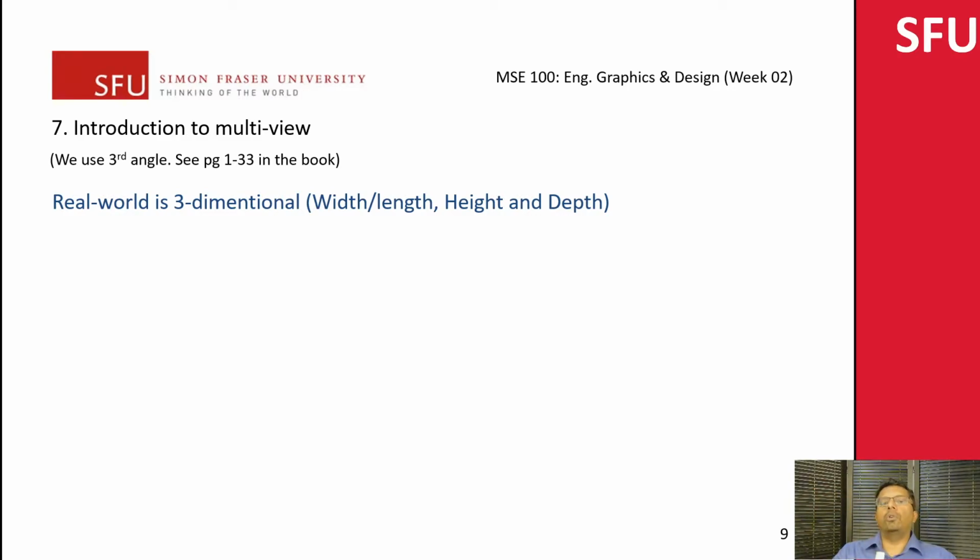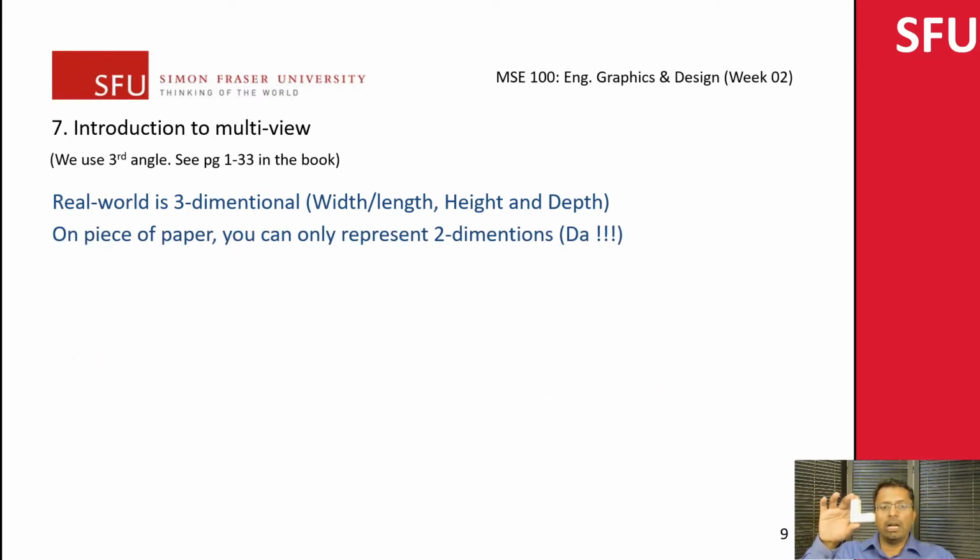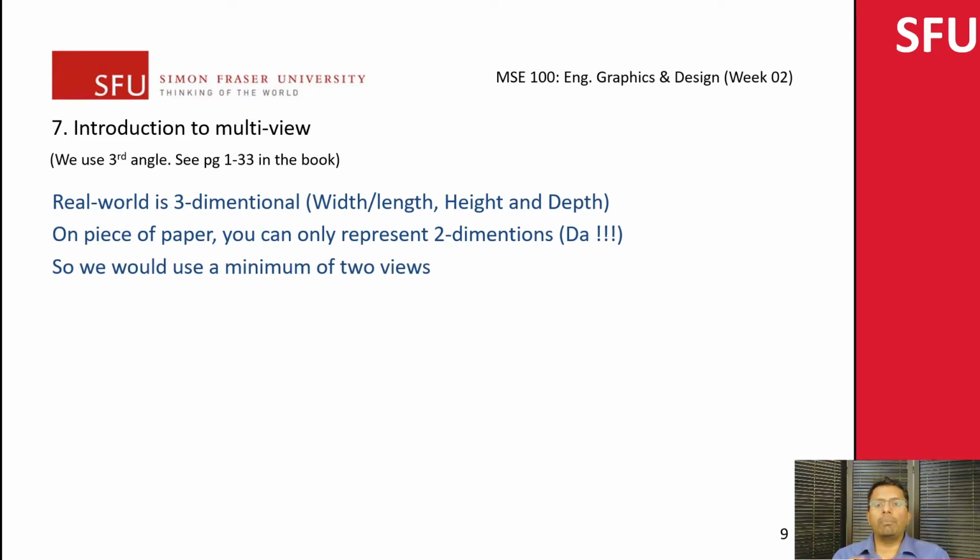So there is no way around it. The only hack that we do is, instead of using one view on a piece of paper, let's write this down. We can only represent 2 dimensions because the paper is 2-dimensional. So what we do is, we use a minimum of 2 separate views to represent the object.